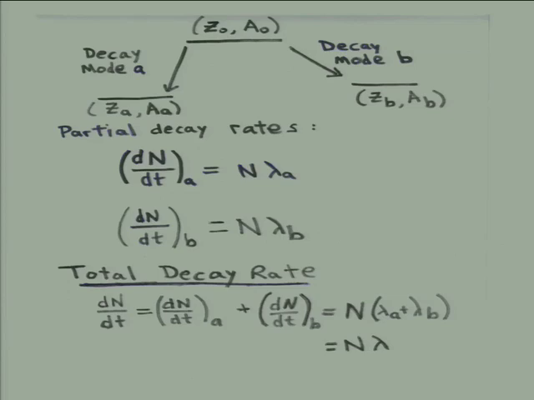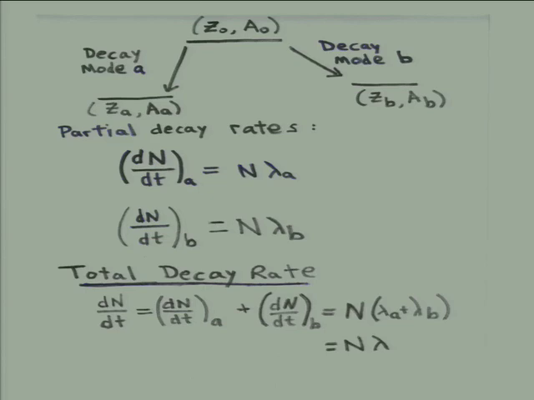Okay. Very often, and those nuclei are examples, radioactive nuclei decay by more than one mechanism. So imagine I have some isotope, I call it Z0 and A0. So it's got Z0 protons in it and a total atomic mass of A0. And it can undergo 2 different kinds of radioactive decay. Maybe one is alpha and one is beta, for example.